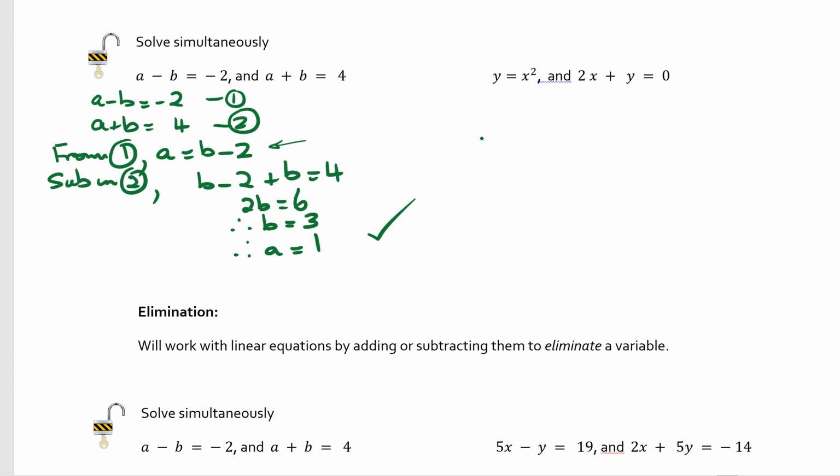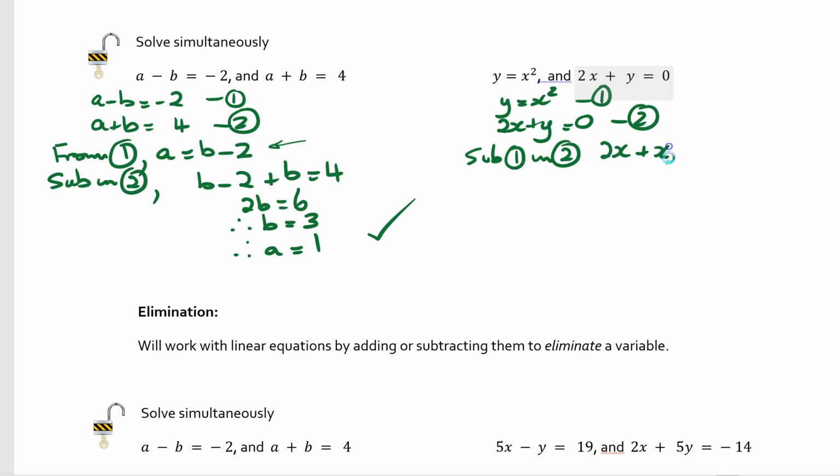Now over here, I've got y equals x squared, and 2x plus y equals 0. Now I've already got this equation with a variable as a subject, so I'm just going to substitute y equals x squared, so I'm going to substitute that equation 1 in 2. So where the y is, I'm going to put an x squared, so I've got that.